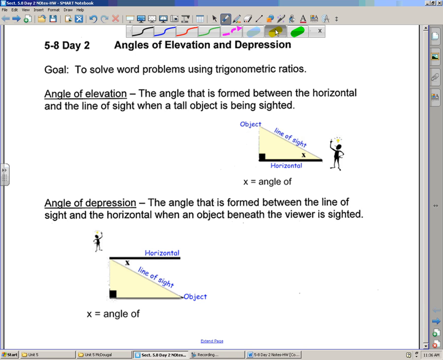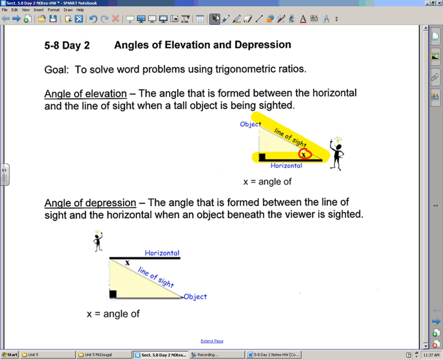In other words, you've got this person that's standing here in the corner, and if a person just looks straight across, out to wherever he's focused on, he's got a horizontal line of sight. But when he looks up to an object, he's got this other line of sight, in which the angle of elevation is found in between those two sight lines. Okay, so the angle of elevation, think about something going up.